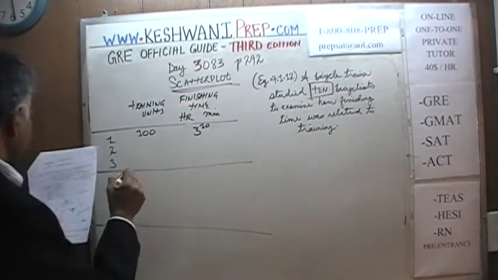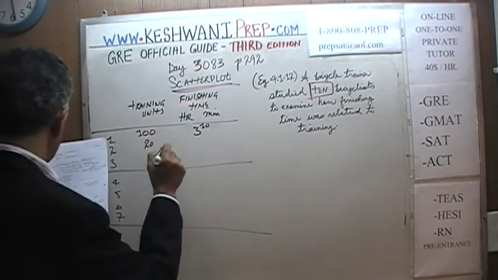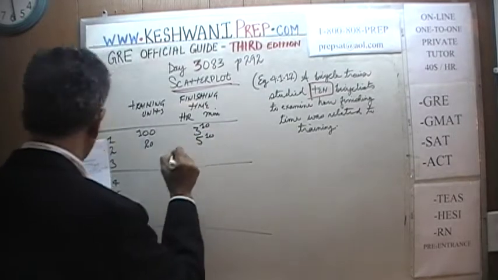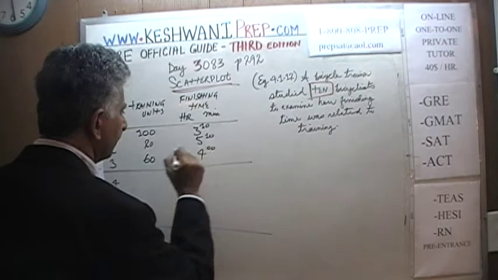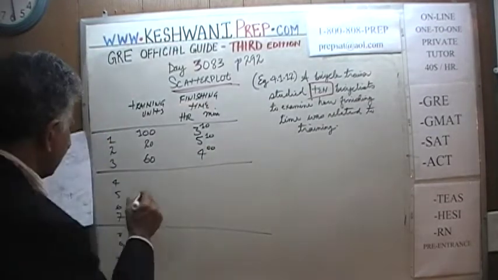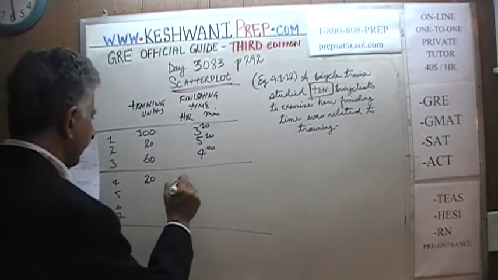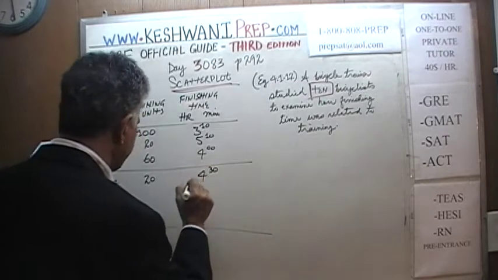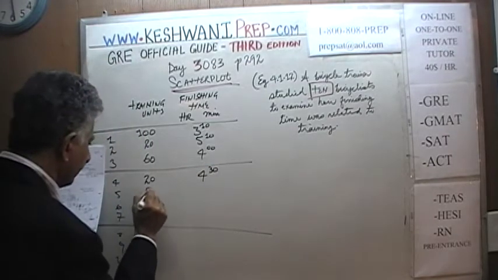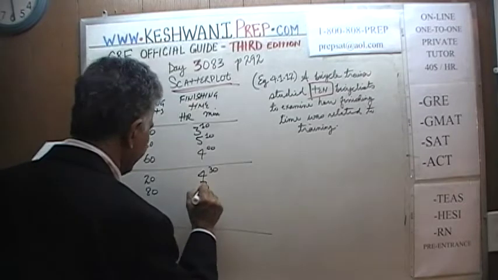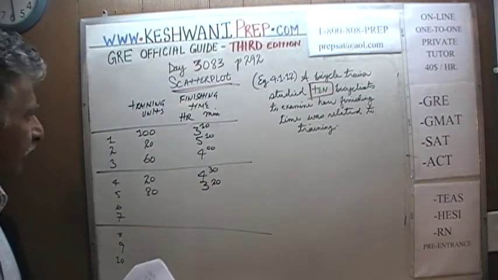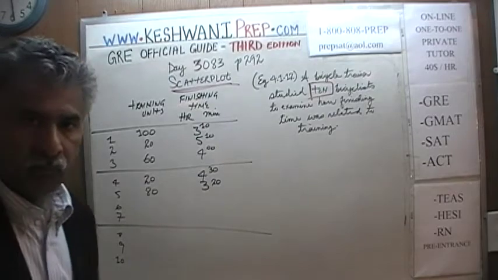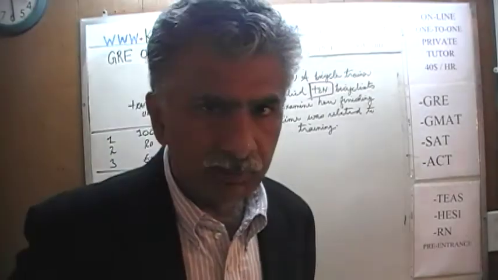The next one trained for only 20 units and he managed to finish in 5 hours and 10 minutes. The next one was 60 units and he finished the race in 4 hours exactly. Then we have 20 units of training and his time was 4 hours and 30 minutes. Then a guy who trained for 80 units finished in 3 hours and 20 minutes. As I said before, don't look for this data. It is not in the book. I'm just giving it to you.